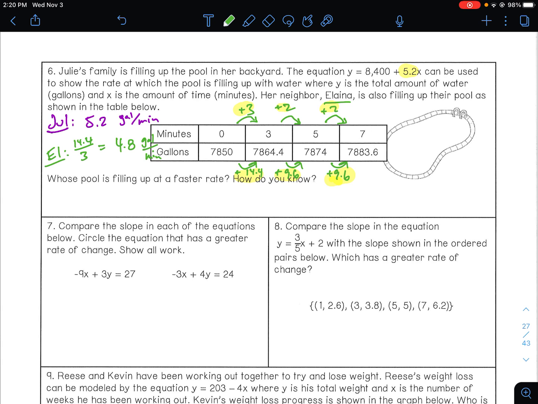So whose pool is filling up at a faster rate? Well, Julie's is 5.2, Elena's is 4.8. It's Elena's. Sorry, it's Julie's. My brain is gone. Julie, her pool is filling up at a faster rate. How do I know? Well, I just proved it right here. Elena's is only going up at a rate of 4.8. Julie's has a rate of 5.2.